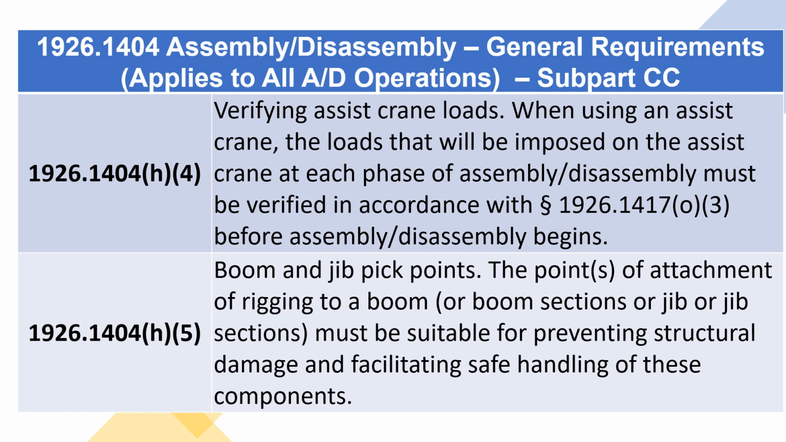1926.1404(h)(5). Boom and jib pick points. The points of attachment of rigging to a boom section or jib section must be suitable for preventing structural damage and facilitating safe handling of these components.